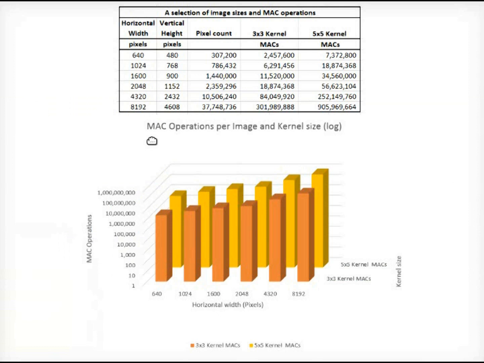This spreadsheet calculation shows a relationship between some typical image sizes and the number of MACs for 3x3 and 5x5. So as we move from these typical sizes up to the 4K and 8K images, we will see exponential growth in the MAC calculations and also in the energy consumption.